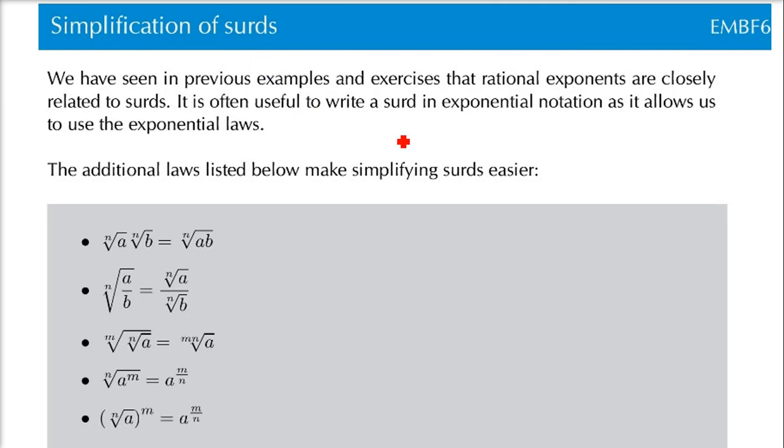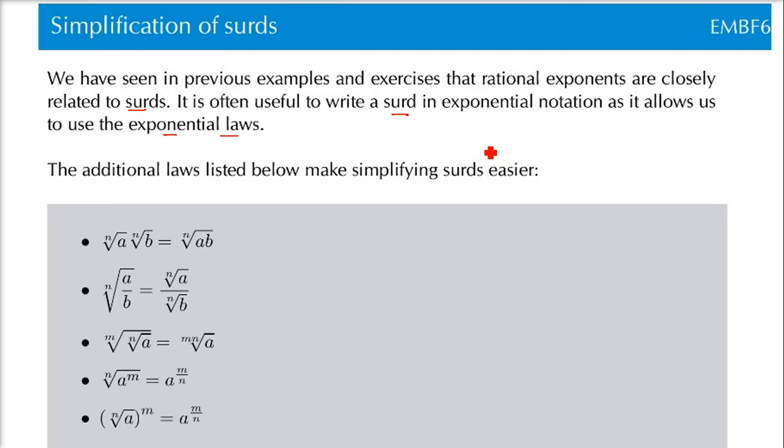We already saw in the previous examples that rational exponents are very closely related to surds. So we can write a surd in exponential notation, because after that we can easily put the exponential laws into action. So what are the additional laws?